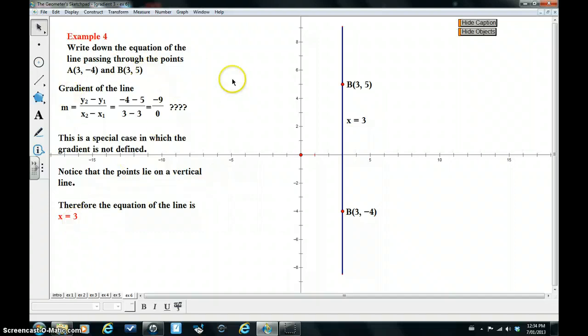So it's the one case where the gradient just tells you it's a vertical line, and also if you use either y equals mx plus c or y minus y1 equals m times x minus x1, it doesn't really help to find the actual equation of the line. You have to realize that it's a vertical line, so it has equation of the form x equals 3.